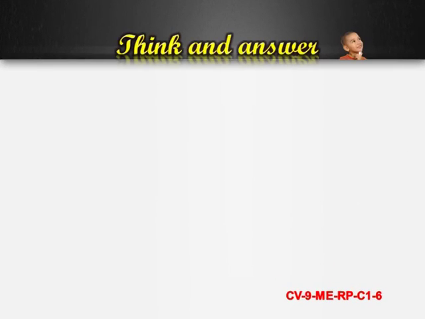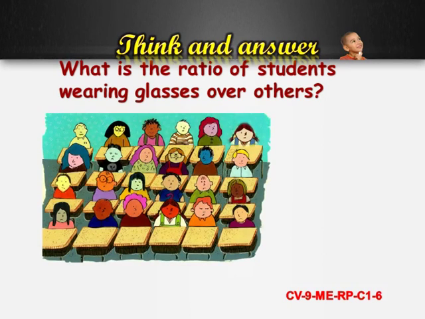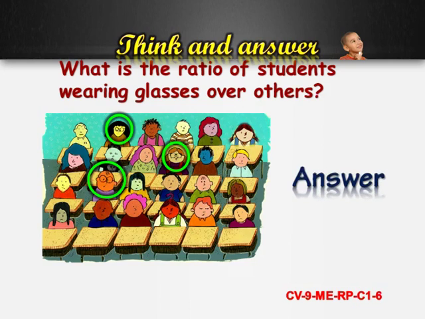Again, think and answer. Now, observe the picture of students of a class. Can you tell me the ratio of students wearing glasses over others? Answer: yes. The ratio of students wearing glasses over others is 3:21 or 1:7.